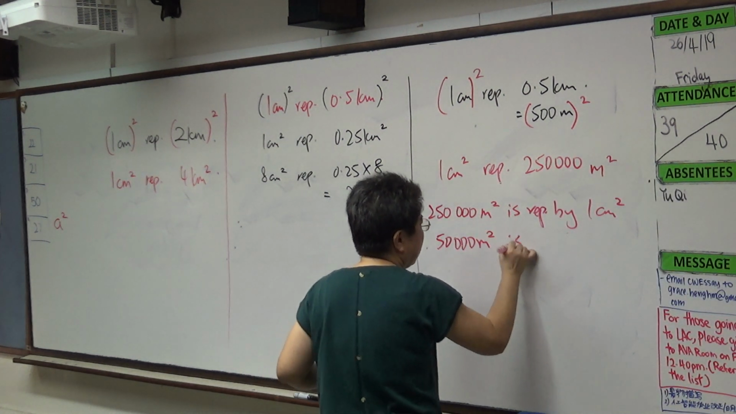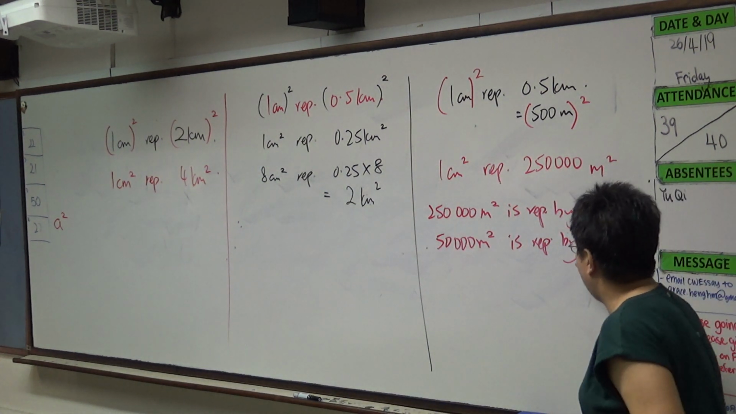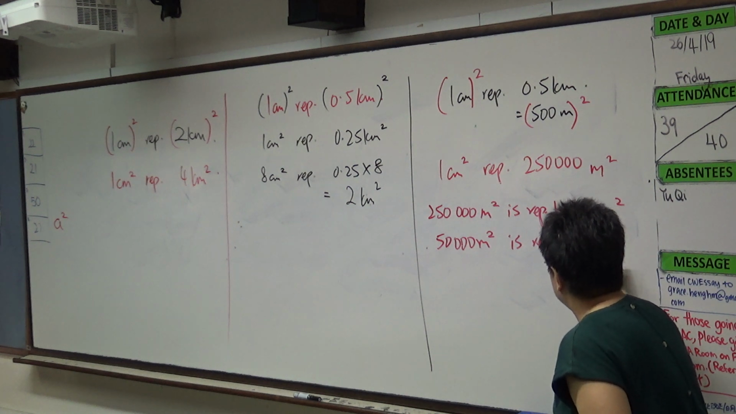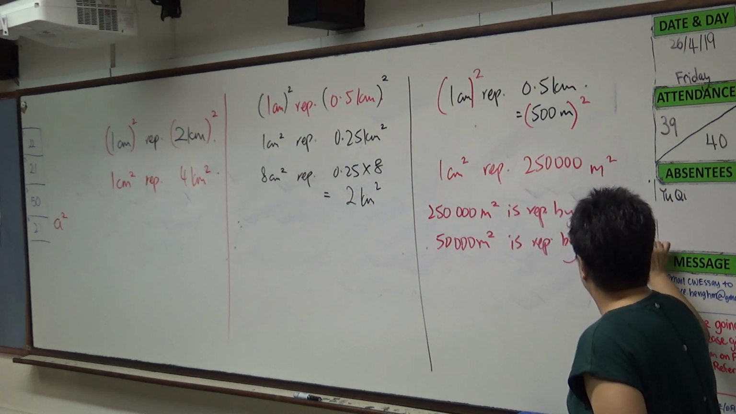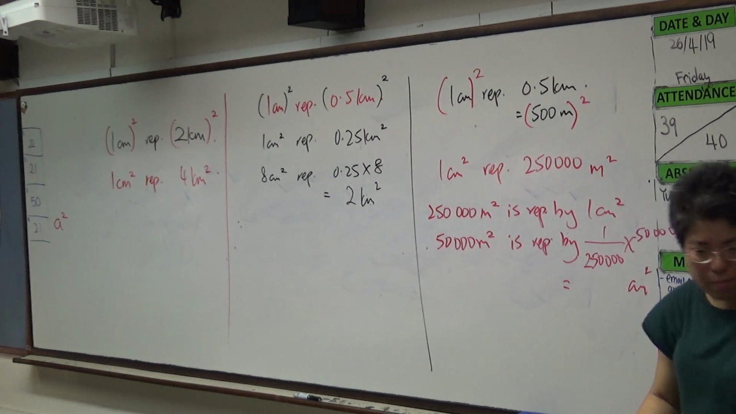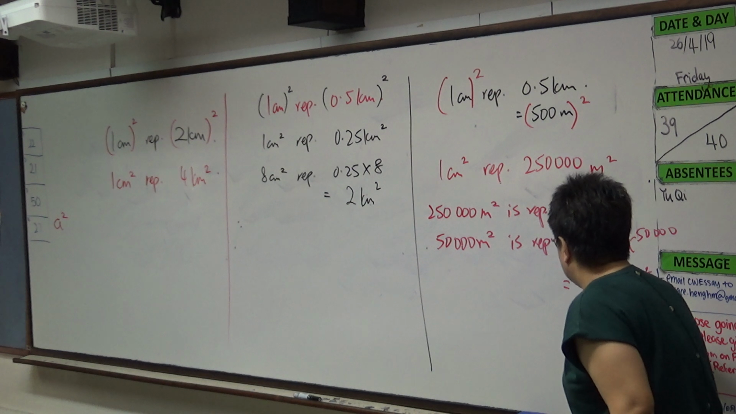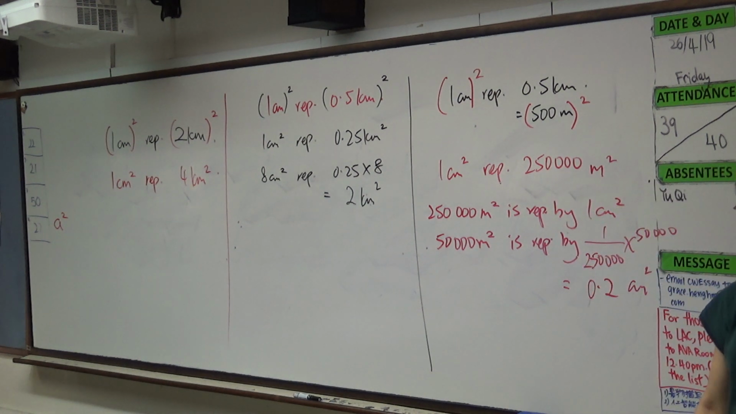So, 50,000 meters square is represented by, okay, what method? Tell me now. 1 over 250,000 times 50,000. So, can I know how many cm square? Don't look at me, my face got no calculator. 0.2 cm square. Are you all clear now? Now, let me just warn you.